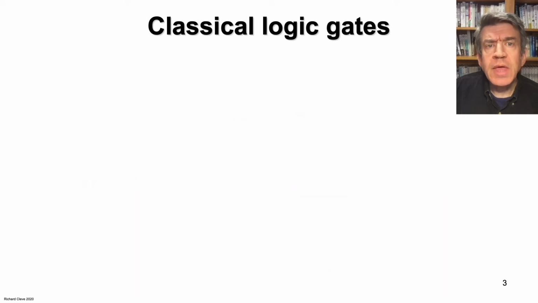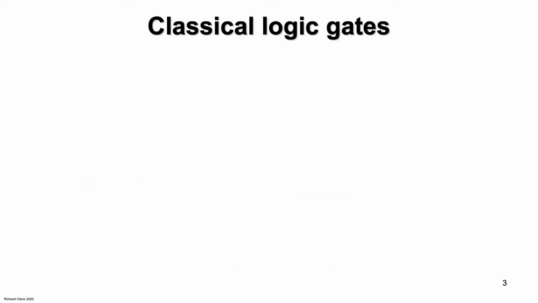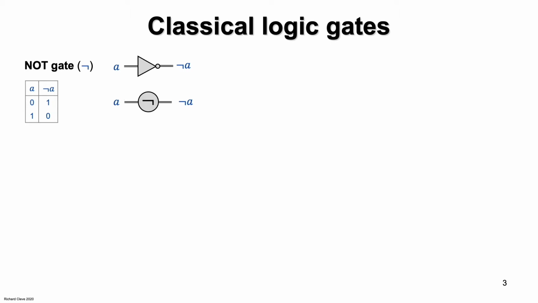Let's start with classical logic gates. Recall that the NOT gate takes one bit as input and outputs the logical negation of that bit. This is the notation for a NOT gate that's traditionally used in electrical engineering logic diagrams, and these are more modern ways of denoting the gate.